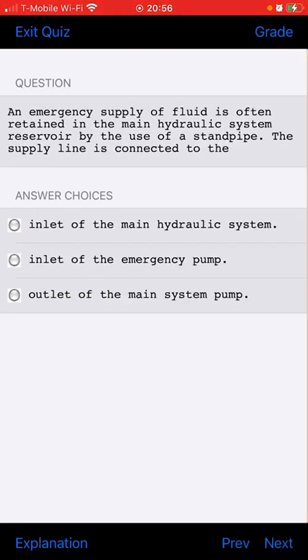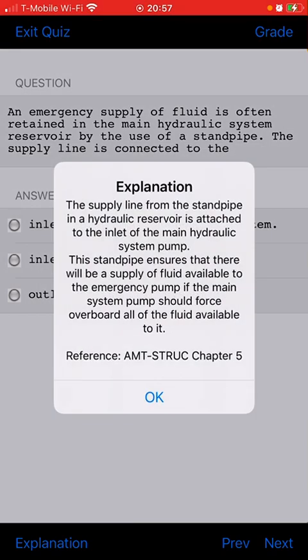Next, an emergency supply of fluid is often retained in the main hydraulic system reservoir by the use of a standpipe. The supply line is connected to what? Is it the inlet of the main hydraulic system pump, inlet of the emergency pump, or outlet of the emergency pump? Let's find out. The supply line from the standpipe in the hydraulic reservoir is attached to the inlet of the main hydraulic system pump. There's the answer.